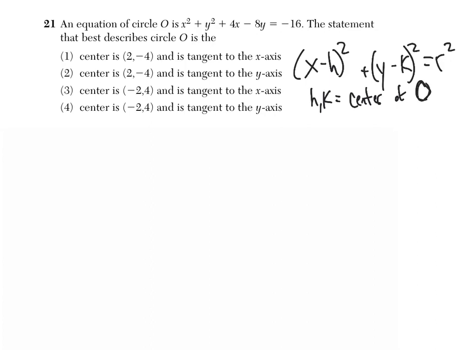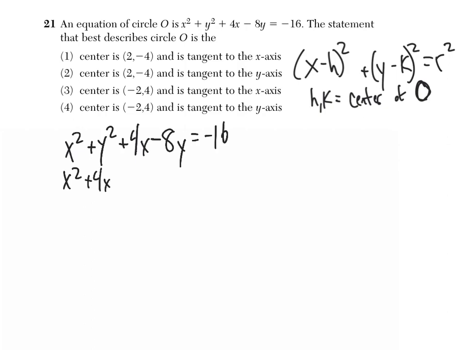So we need to figure out what the center of the circle is. I'm going to rewrite this equation right here. We're going to need to complete the square. So this is going to be fun. We've got x squared plus y squared plus 4x minus 8y equals negative 16. I'm going to group the x's and the y's, and write it like x squared plus 4x, leaving a little bit of a space, plus y squared minus 8y equals negative 16, because we're going to be completing the square.